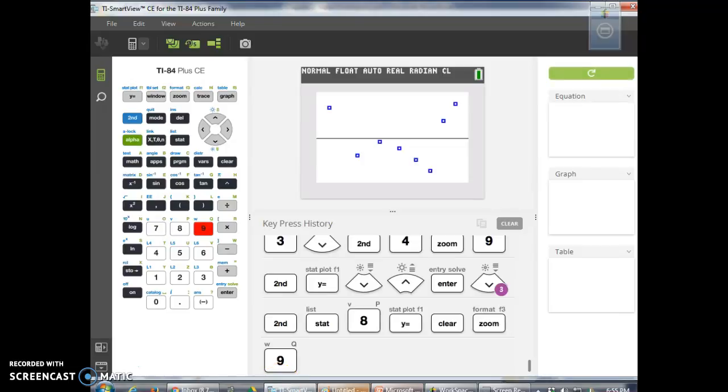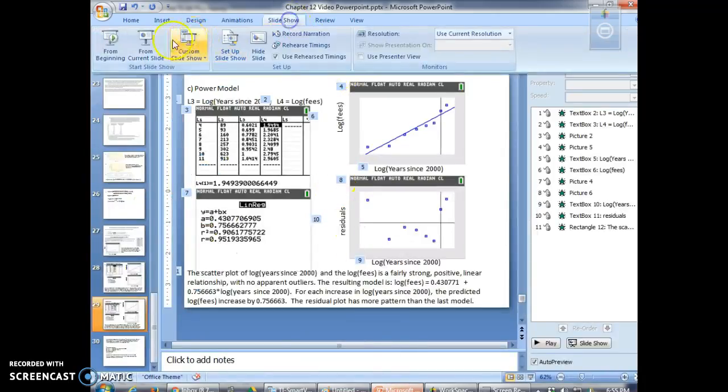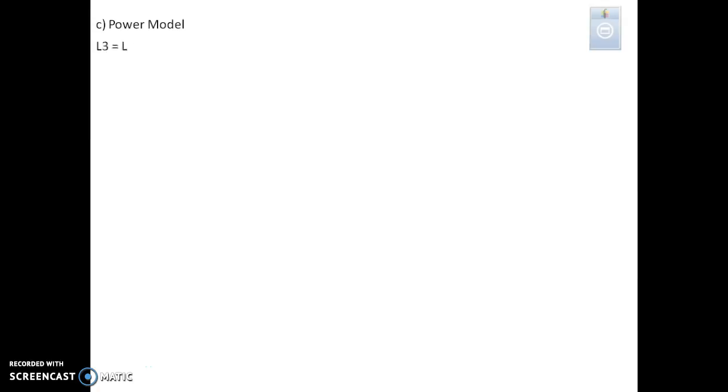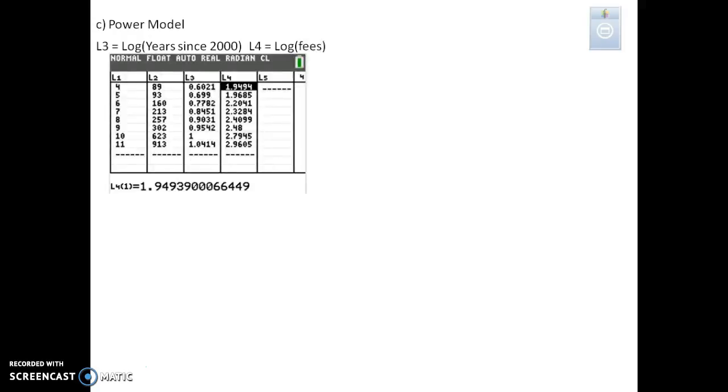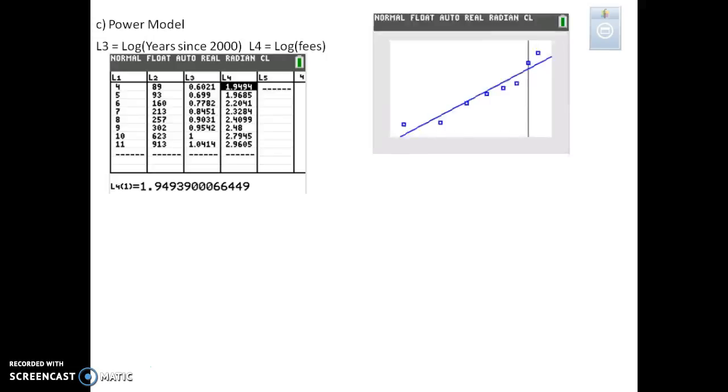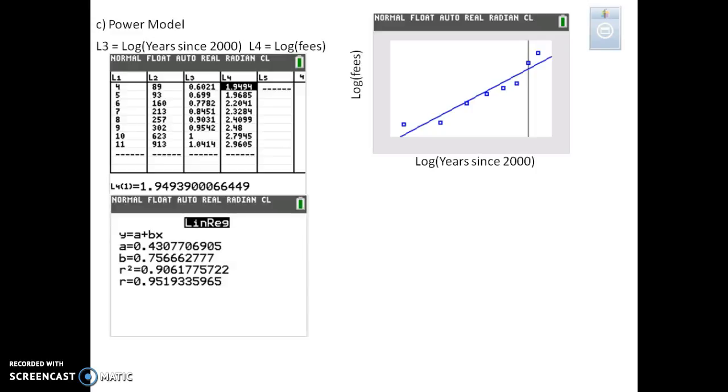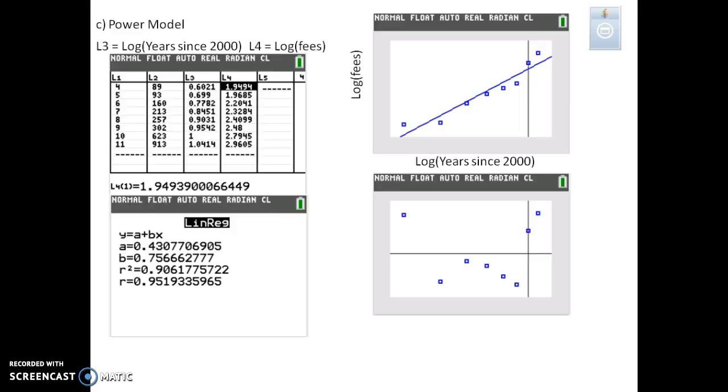So let's go back and finish documenting this. We have our power model where list 3 is log of years since 2000, and list 4 is going to be log of fees. I'm just showing you here how to do it in the tables. And then there is my scatter plot with a regression line on top. Then I have my actual model, my linear regression, and the R squared and R, which are very important when we're doing this analysis. And then here's my residual plot.